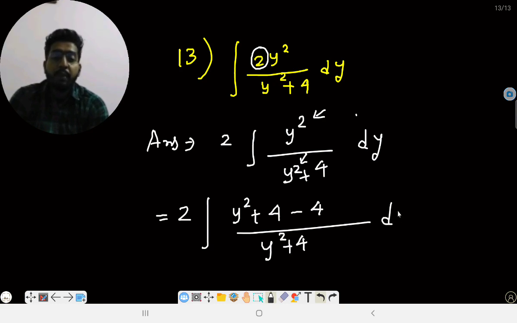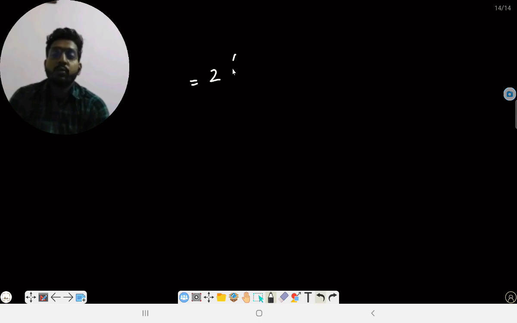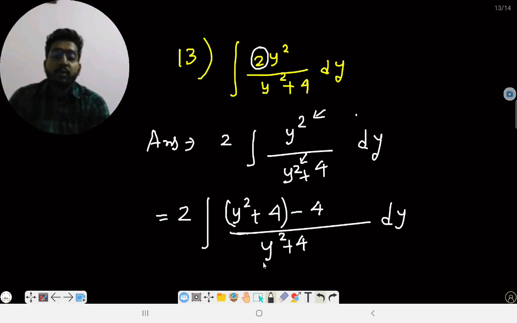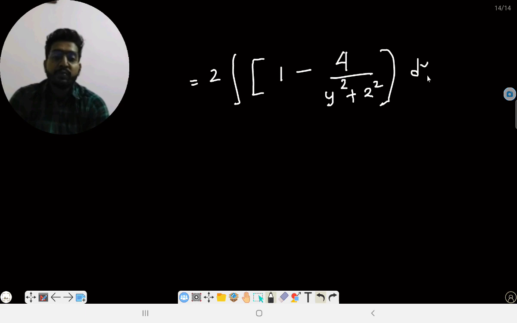So whenever the power is the same in both numerator and denominator, we have to make the numerator a form of the denominator, like this. Now separate this one. If I separate this, it will become 2 integration of (y square plus 4) by (y square plus 4), that means 1 minus 4 by y square plus 4. Now 4 can be written as 2 square, dy, like this.